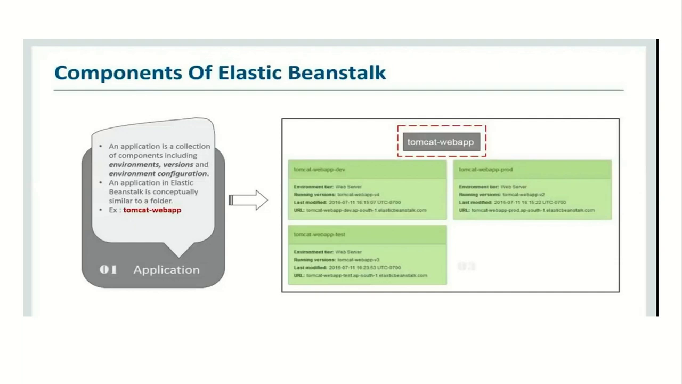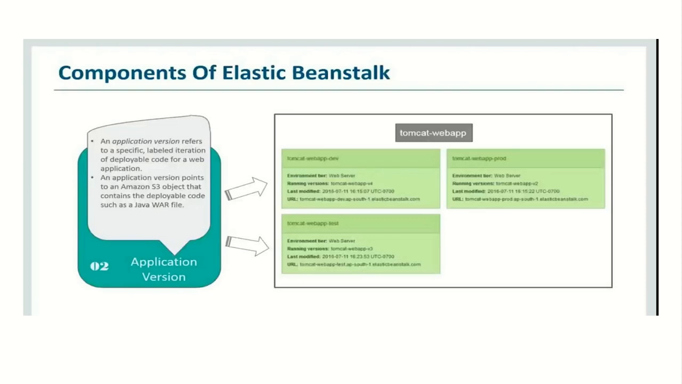Similarly, when we try to deploy an application on Elastic Beanstalk, Beanstalk will create a separate folder which is dedicated to our application, and in AWS terms this folder is what we call an application. If I have to define a folder or application in technical terms, then it is a collection of different components like application version, environment, and configuration.